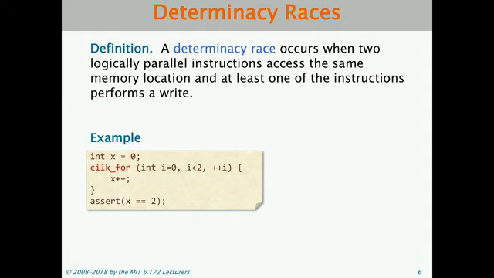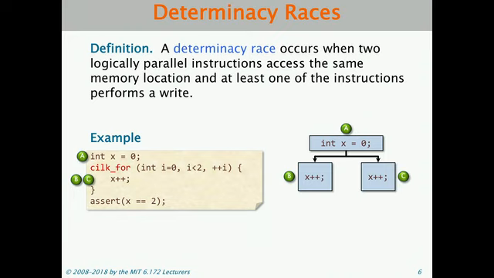In order to understand where the race occurs, let's look at the execution graph. I'm going to label each of these statements with a letter. The first statement, A, is just setting x equal to 0. And then after that, we're going to have 2 parallel paths, because we have 2 iterations of this cilk for loop which can execute in parallel. Each of these paths is going to increment x by 1. And then finally, we're going to assert that x is equal to 2 at the end.